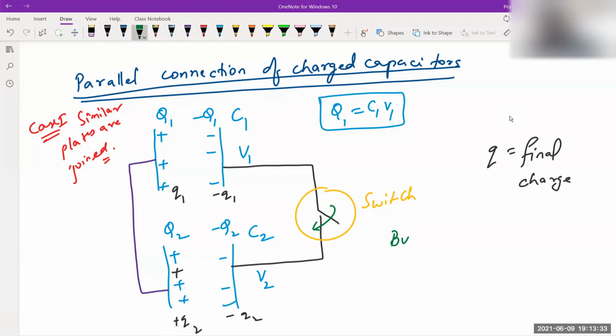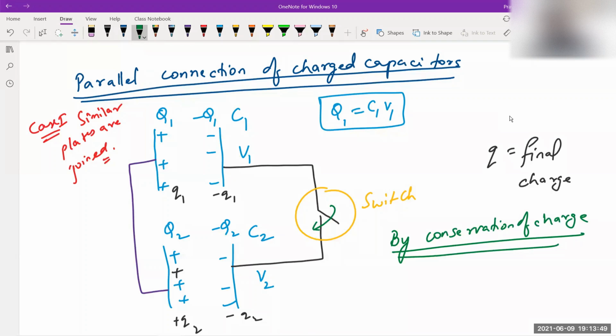So in such cases, we can use Q is equal to C1 V1. You can use conservation of charge. C1 V1 is also a charge. So by conservation of charge, what charge did you have in the beginning? What was the total charge? So Q1 plus Q2.